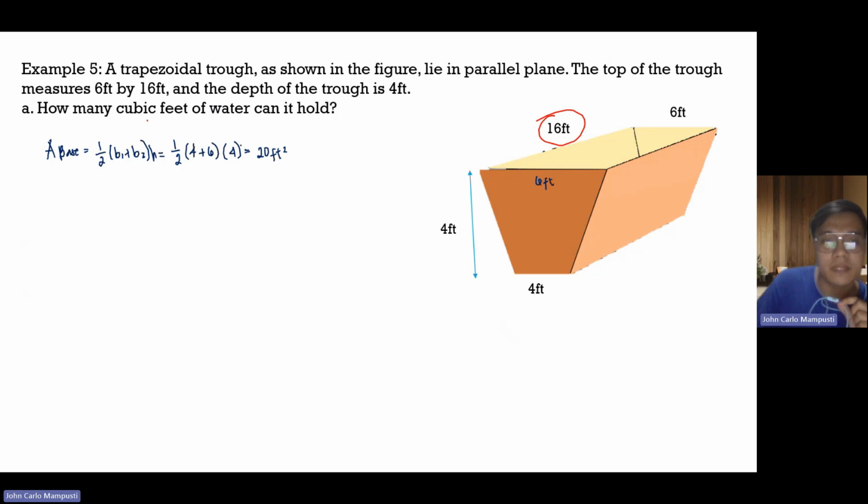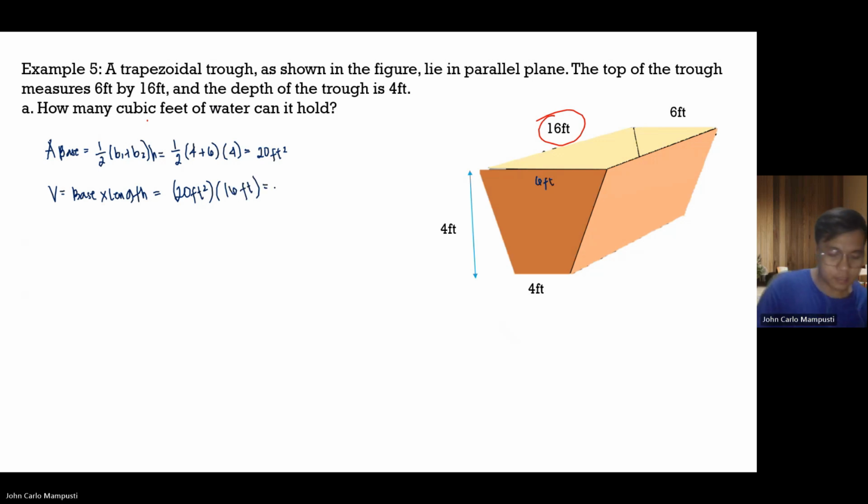O, ito na ba yung answer natin? Hindi pa, no? So, to get the volume, we have base times length. This is equal to 20 square feet times length na 16 feet. 20 times 16 is equal to 320 cubic feet. So, ibig sabihin, yan yung capacity or yung cubic feet of water na pwede niyang i-hold. Okay? Pag capacity yung hinahanap, ibig sabihin yung total volume yung hinahanap.